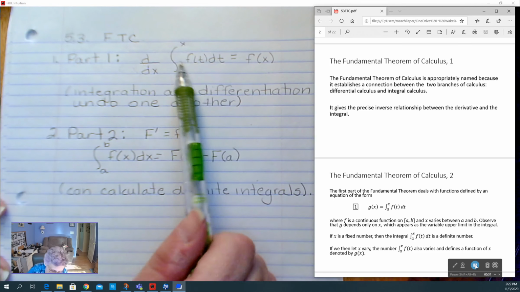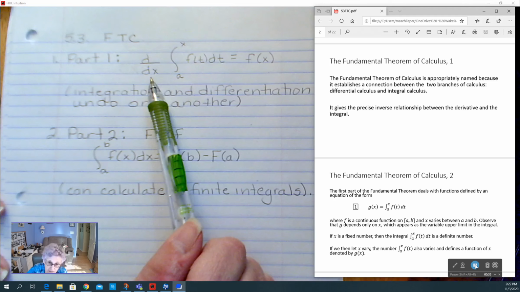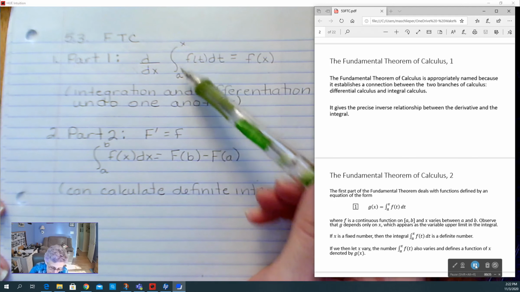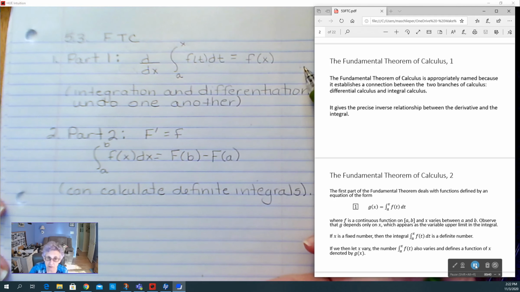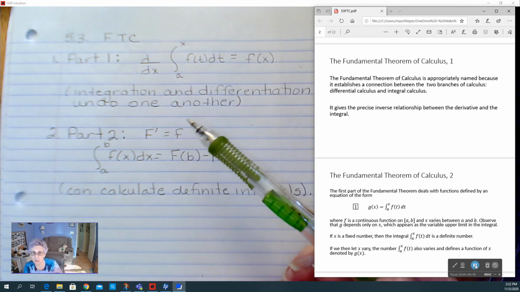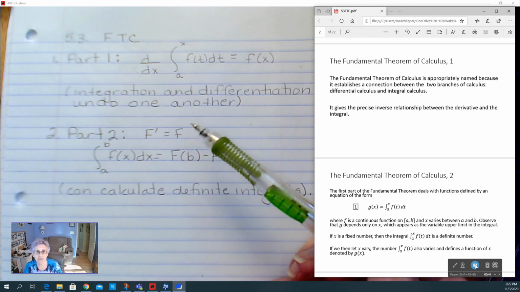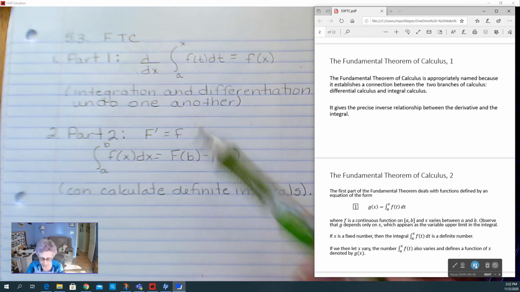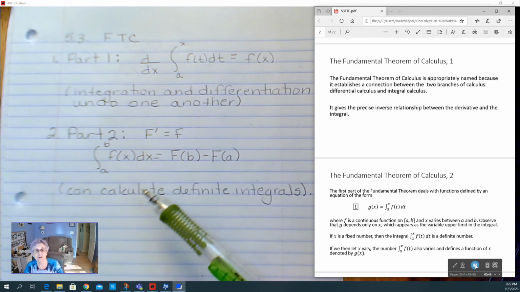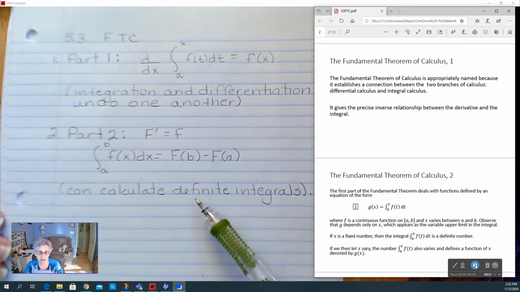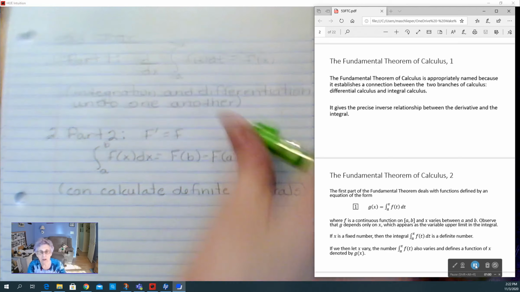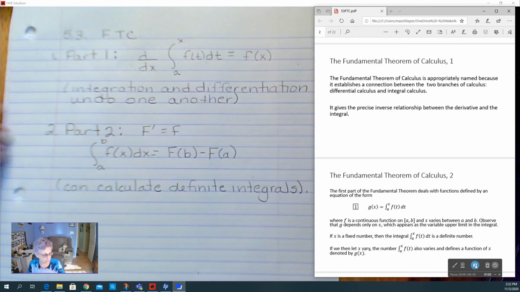That says if you take the derivative with respect to x of an integral from a to x of a function, then the function comes out. So part one tells you that integration and differentiation undo one another. Part two tells you that we can use antiderivatives to calculate definite integrals. Now we're definitely going to put a little more onto those, but that's just a quick overview of what's coming.